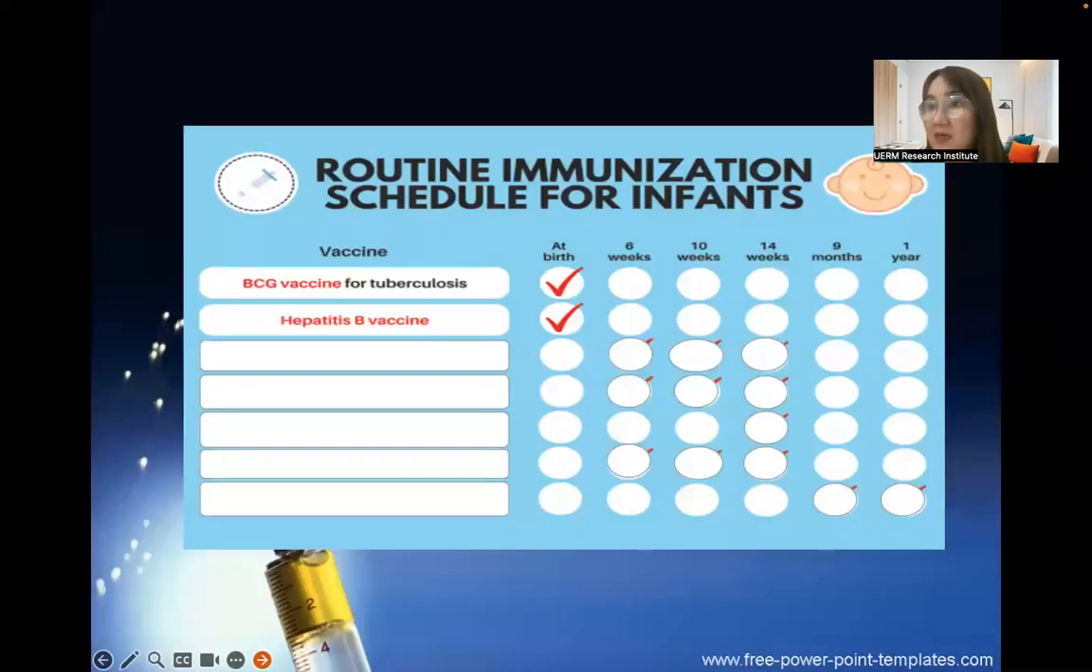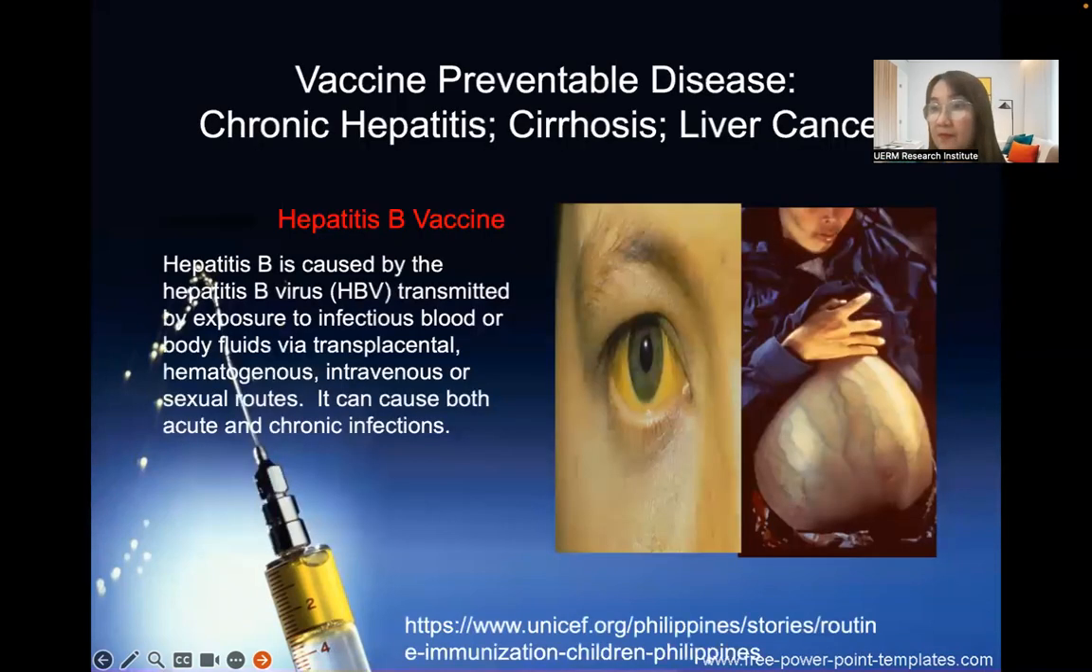Okay, the next vaccine is a single dose of monovalent hepatitis B given intramuscularly at birth. So note here that there are two vaccines that are given at birth. So what is hepatitis B? Given the vaccine, you are protected from the hepatitis B infection.